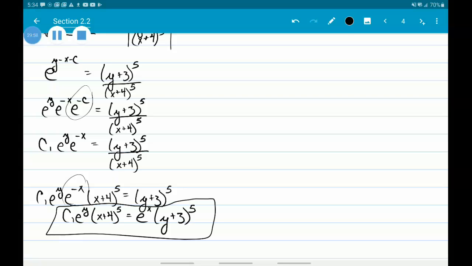This section is really all about revisiting different techniques and how to integrate from Calc 1 and Calc 2.